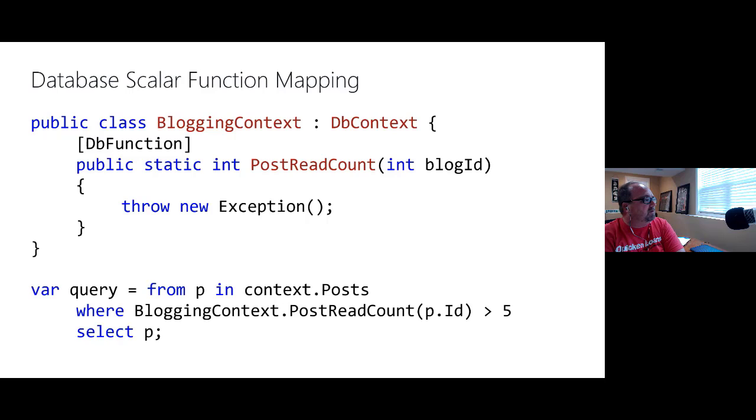And we can even use it in other LINQ statements. Down here, I can do a show me the posts that have been read more than 5 times. So we can actually use these database scalar functions that are created at the DbContext level inside other LINQ statements. It gives us even more and different ways to write and query and write even more exciting queries and LINQ statements against our database.